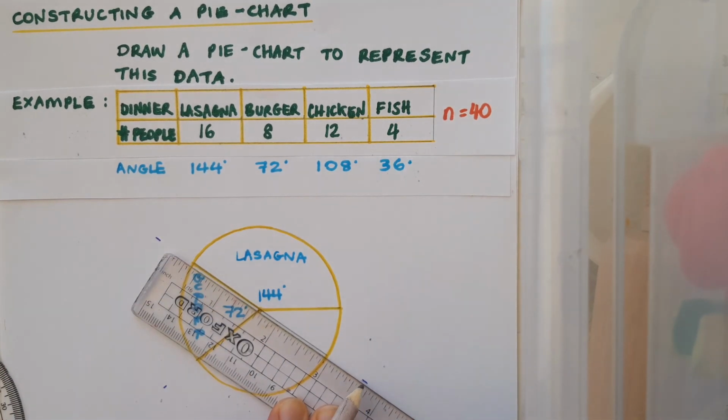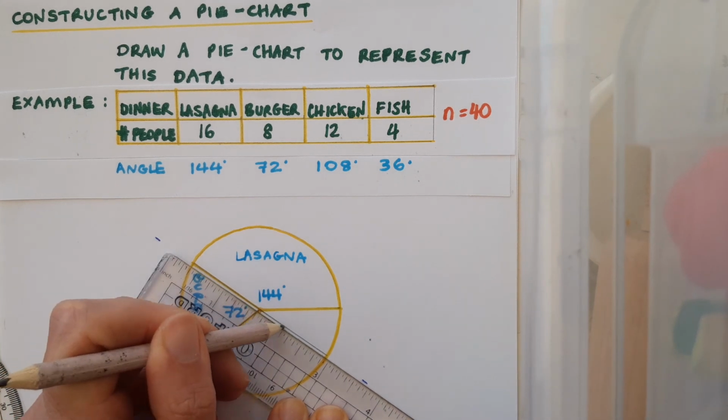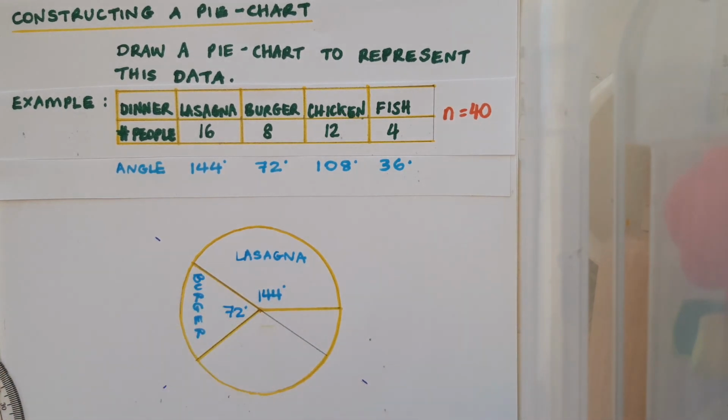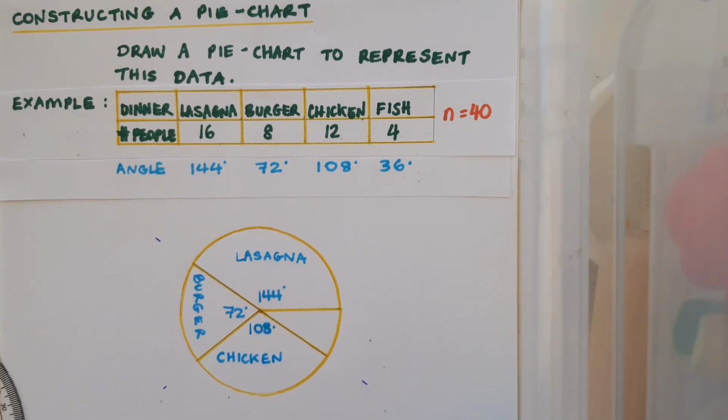Notice how my dash is outside the pie chart, but I only draw the line as far as the edge of the pie chart. And just like before then, I want to mark in the angle and the name of the meal. So 108 degrees, and that was for chicken.